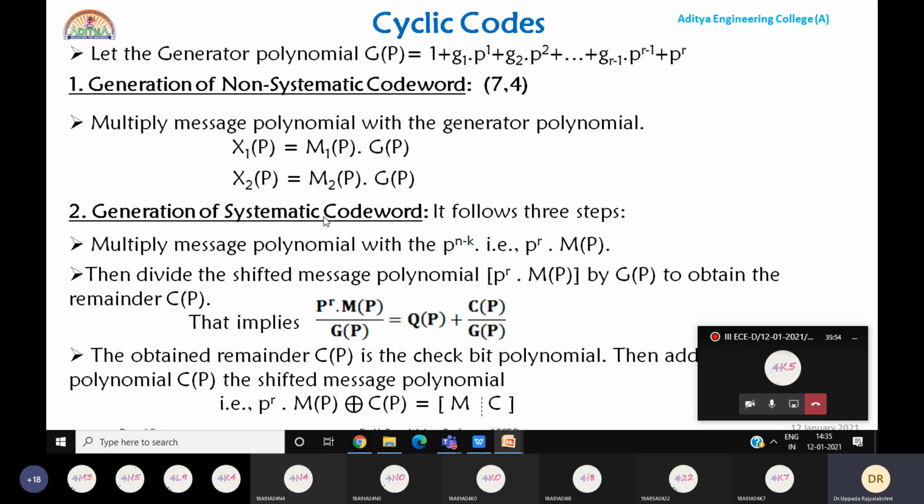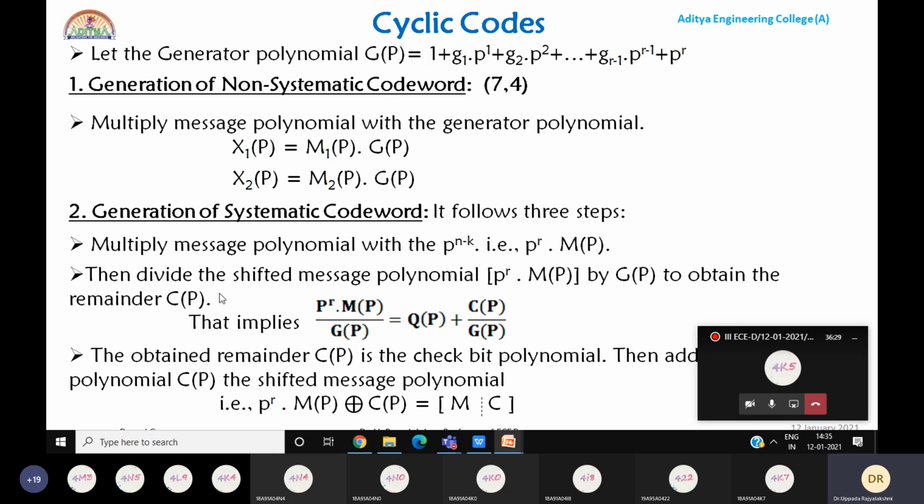So how can you generate the code word using the systematic procedure? The first step is to multiply the message polynomial with p power n minus k. For example, once again consider the 7, 4 code. So 7 minus 4 is 3. So multiply the message polynomial with p cube: p cube into the corresponding message polynomial.